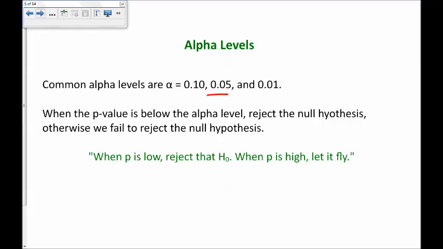Now to help you remember this, I found this online: when the p-value is low, reject that null hypothesis. When the p-value is high, let it fly. I think that's how you read it, but I could be wrong.